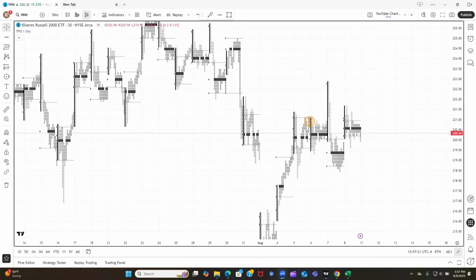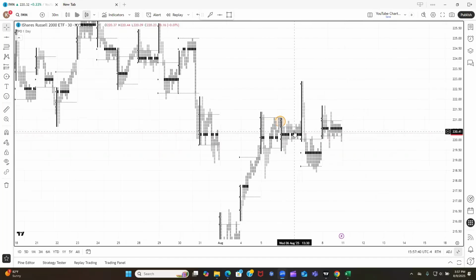All right, traders, let's talk about August the 6th, which is that Wednesday of last week. On the screen, you'll see that August the 6th opened roughly around 220.95. Immediately, I'm able to see the liquidity area. But first, let's talk about where we are.